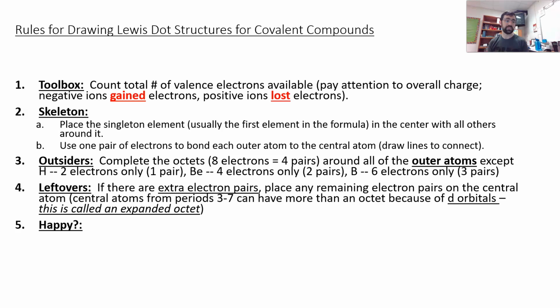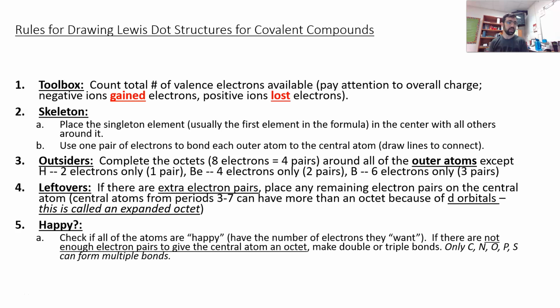Then step 5 says happy, question mark. Okay, so we're wondering, is everybody happy? So we check if all of the atoms have the number of electrons they want. If there are not enough electron pairs to give the central atom an octet, we're going to make double bonds or triple bonds. Now these can only be formed by carbon, nitrogen, oxygen, phosphorus, or sulfur. So an acronym to remember that is CNOPs, just in that order, CNOPs. Any of those elements can form double bonds or triple bonds. But we only do that if the central atom does not have enough electrons, and I'll show you how to do that in an example.